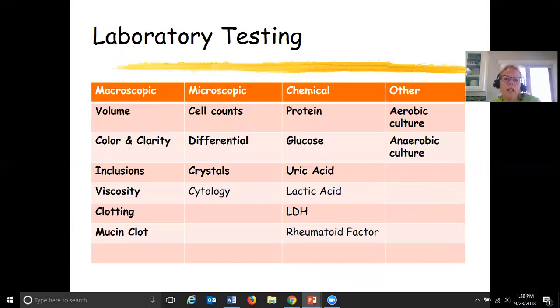So the things that we look at then, macroscopically, we look at the volume, of course, the color, the clarity. Are there any inclusions? Is it viscous? Does it clot? Is there a mucin clot? We'll talk about that a little more later. Microscopically, then, we'll do a cell count, crystal, cytology. You will also probably do a gram stain. And then chemistries are protein, glucose. We do uric acids, and we'll talk about why. Possibly lactic acid, LDH, and or rheumatoid factors. And then cultures, aerobic and anaerobic. Remember, this is a joint, so there's no air typically present in there, so it's possible for anaerobes to grow.